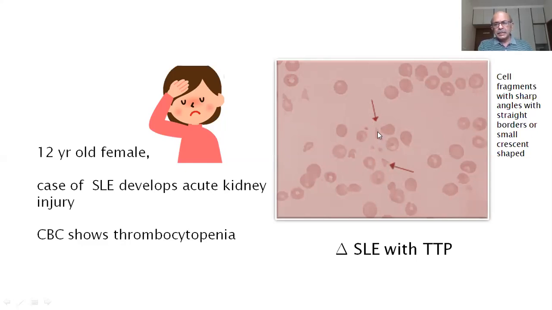This is a burr cell. This is a helmet cell. These are all schistocytes. Schistocytes are defined as cells which are fragments of RBCs.